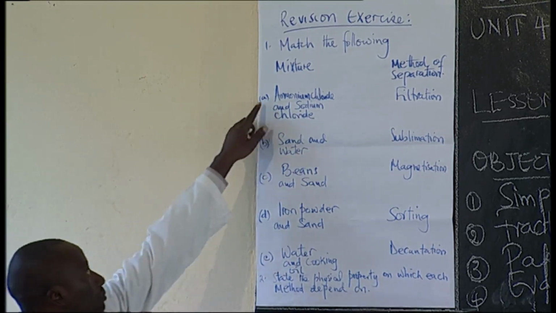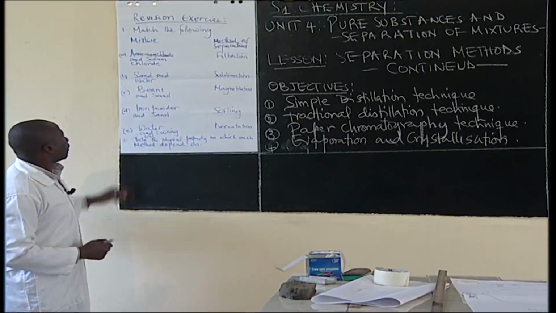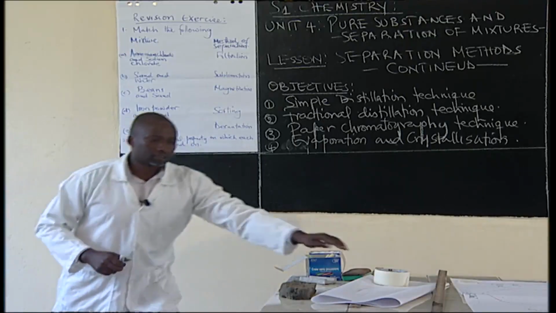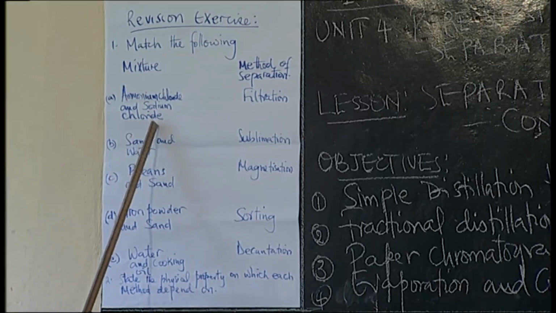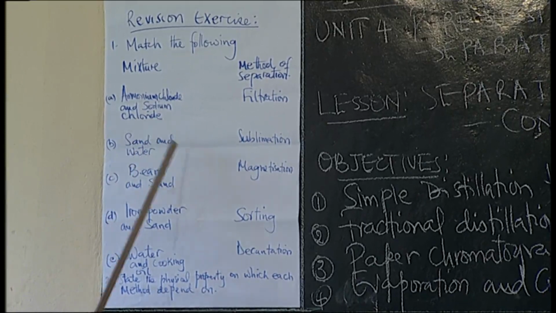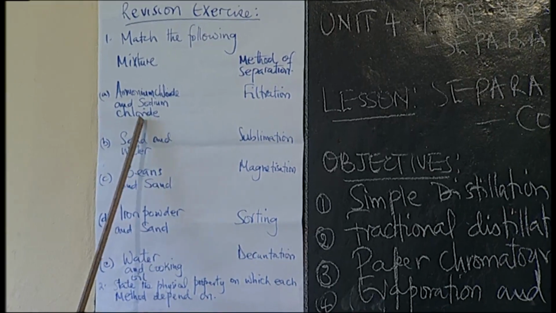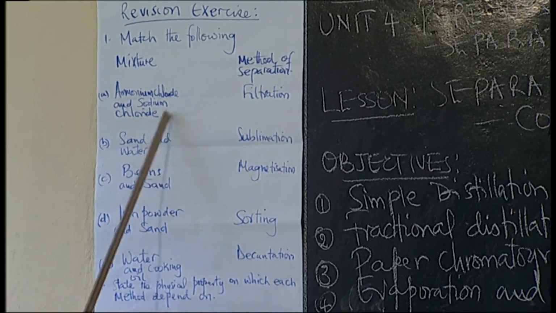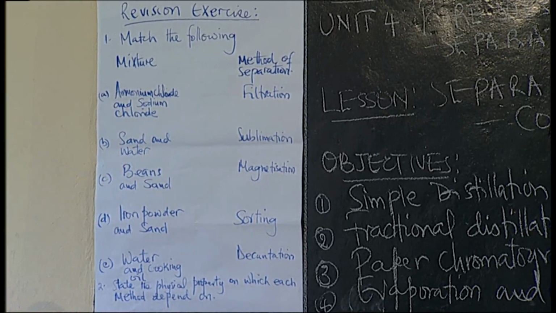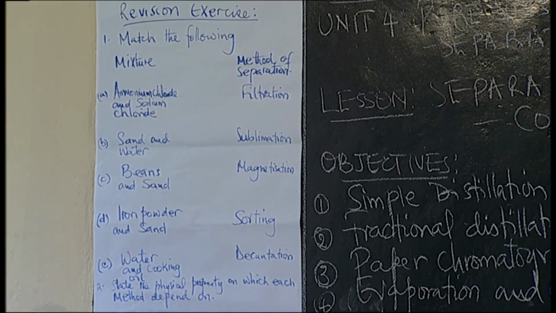When we look at part A, it is ammonium chloride with sodium chloride. And then we're asked to look at the methods among all these methods. These are the methods that are used. We see which method we match this one with, the method that can be used to separate this mixture. I'll just give you a few seconds to do that.